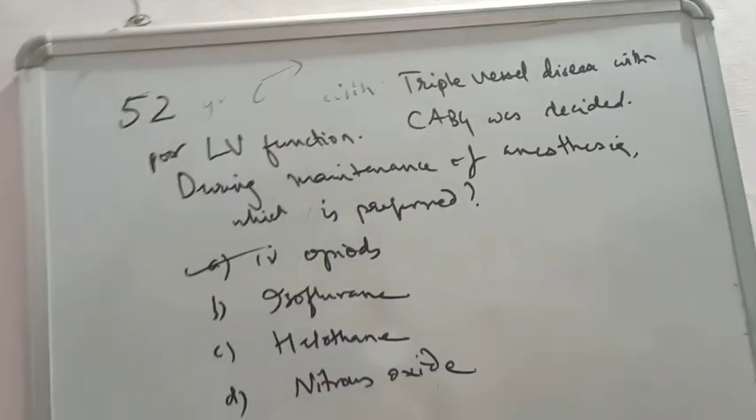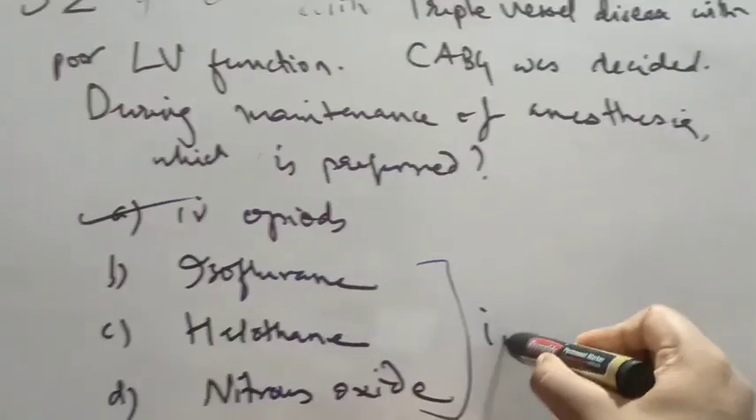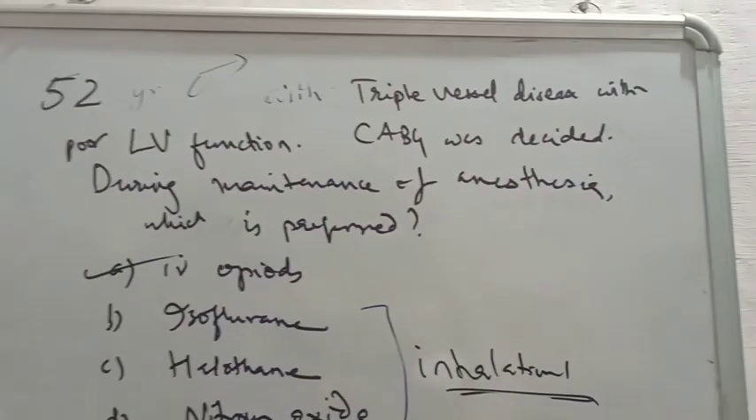This is a very straightforward question. The answer will be intravenous opioid. Why? Because isoflurane, halothane and nitrous oxide, what is common between them? They are all inhalational agents. And inhalational agents, what do they do? They decrease the cardiac output.